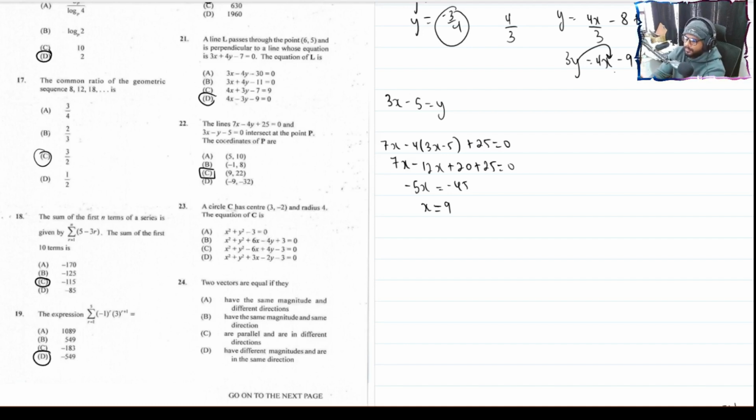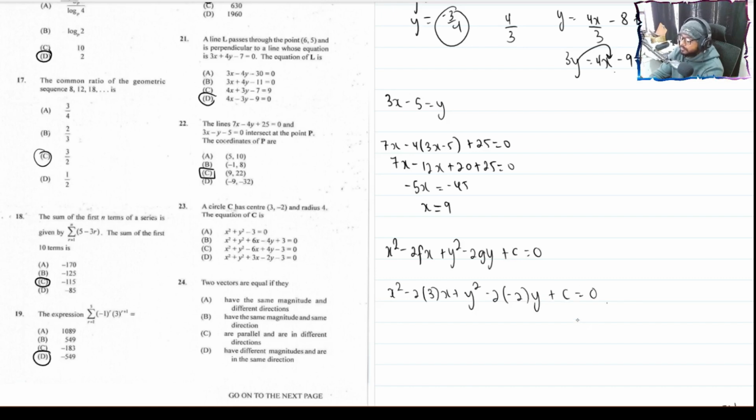I'm going to use the former, in which x squared minus 2fx plus y squared minus 2gy is equal to 0, where f comma g is the coordinates of the center. We have the center, which is 3 comma negative 2. X squared minus 2 times 3x plus y squared minus 2 times minus 2y, or plus c, sorry, plus c is equal to 0. And we could work out what c is. Sorry, r is the square root of f squared plus g squared minus c.